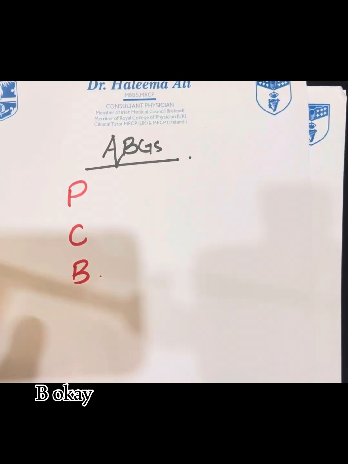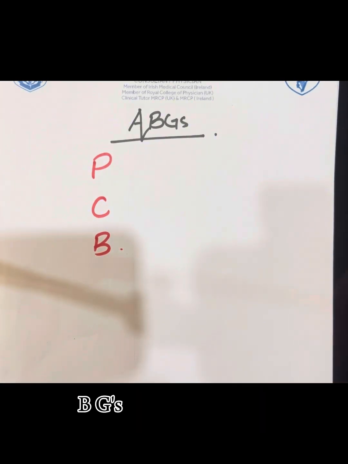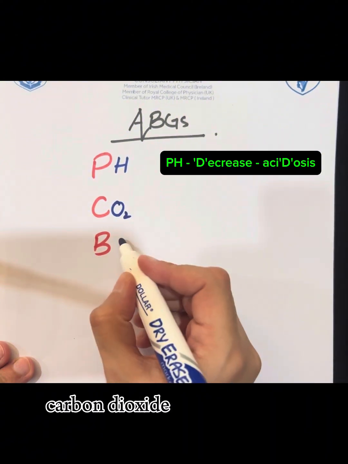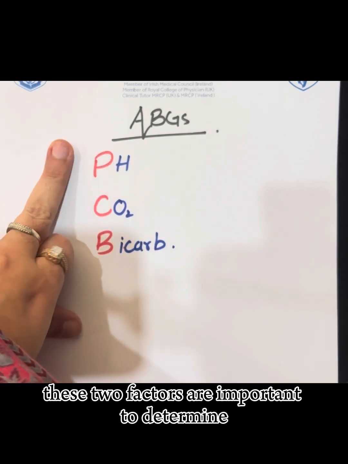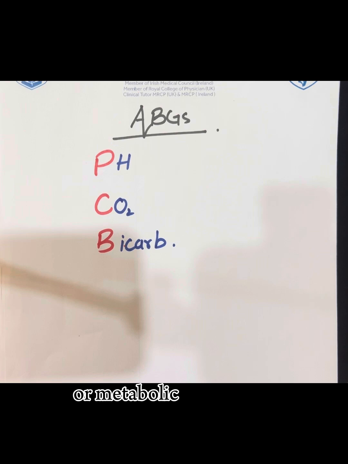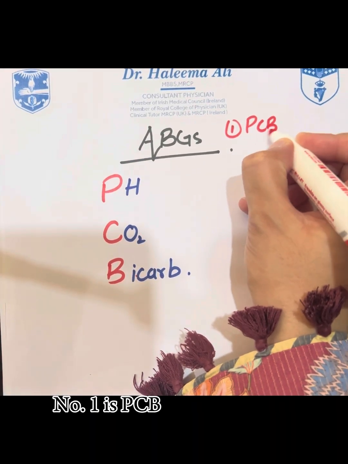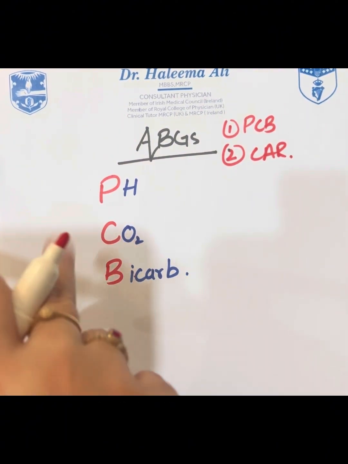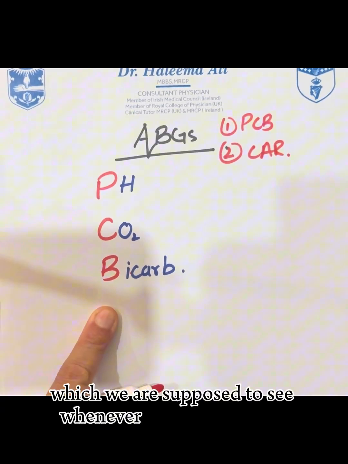Number one is PCB. These three things you are supposed to see in the ABGs of the patient: pH, carbon dioxide, and bicarb. Only these three factors are important to determine whether it is respiratory acidosis, respiratory alkalosis, metabolic acidosis, or metabolic alkalosis. Mnemonic number one is PCB and mnemonic number two is CAR. That's all. These two you are supposed to remember.